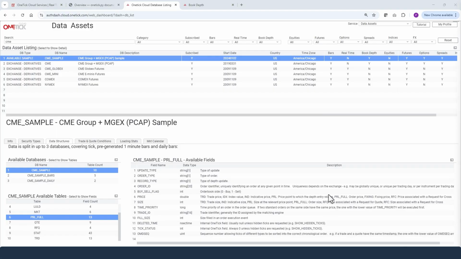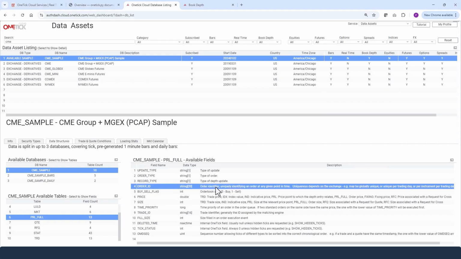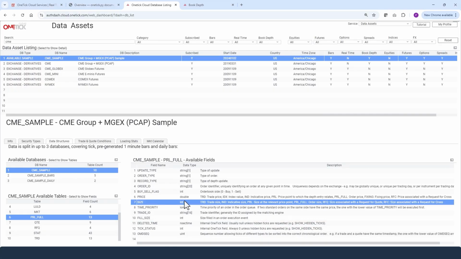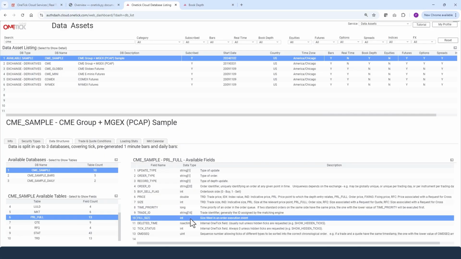This shows the timestamp, the order ID, the update type, the buy-sell flag, so the side, the price, size, the fill size, if it's a fill or partial fill, and size is the remaining lit quantity in the book. And the fill size, like I said, is when we have a trade, otherwise it's 0.